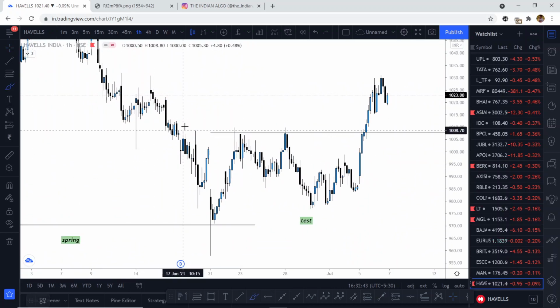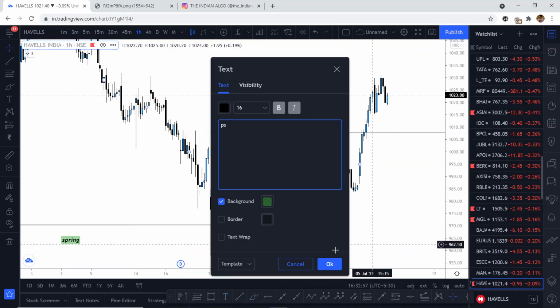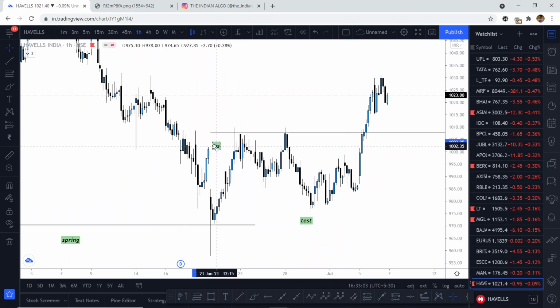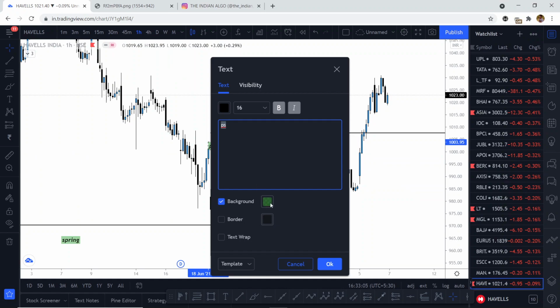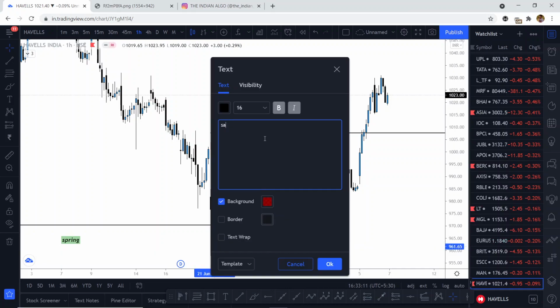All right, so here, PS is what? The price falls here, comes back up. This is the preliminary support, right? And this is the selling climax. So this is where we write this as PS. I'll change the color here for you all to differentiate. So this is PS. This is SC.